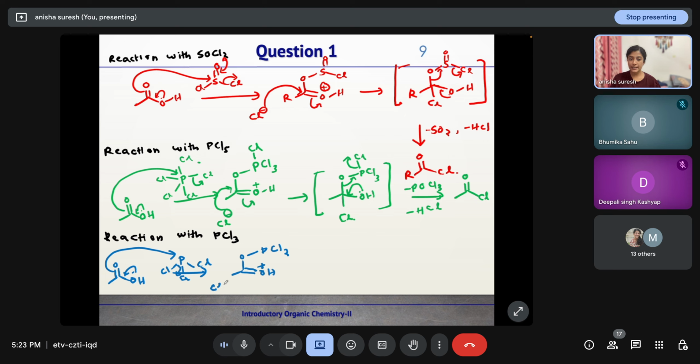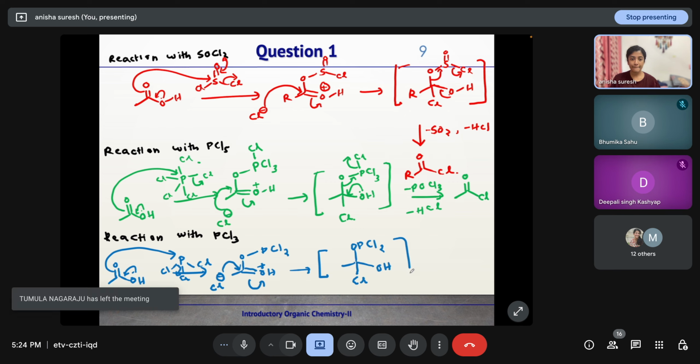Now Cl minus can add on to the carbonyl carbon, leading to formation of the tetrahedral intermediate O PCl2 Cl OH. Okay, now this will get eliminated, that is PCl2 OH will get eliminated, leading to formation of the acid chloride.